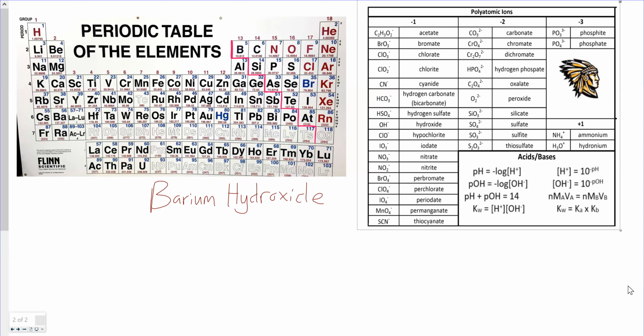All right, just like we did before, find your symbol for barium, find your symbol for hydroxide, which looks like a polyatomic. Put your charges, and then we'll see if we can get them to cancel out.